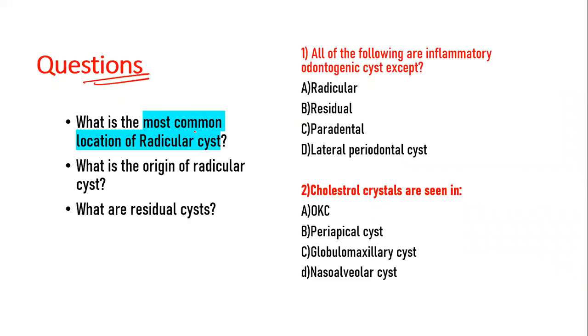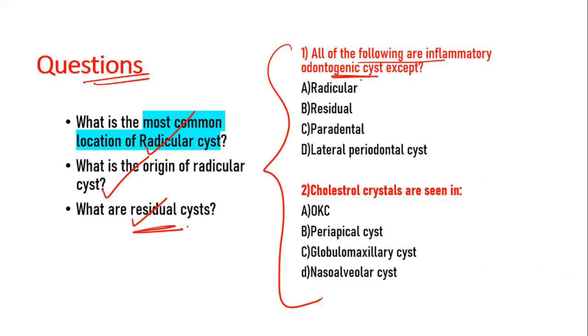So some review questions for you. What is the most common location? What is the origin? And what are residual cysts? Two MCQ questions: all of the following are inflammatory odontogenic cysts except, and cholesterol crystals are seen in which of the following cysts?